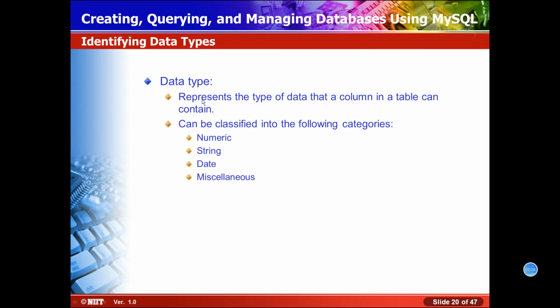Data type. It represents the type of data that a column in a table can contain. It can be classified into the following categories. The data type can be a numeric, it can be a string, it can be a date, or it can be a miscellaneous. We are going to discuss all of them one by one.